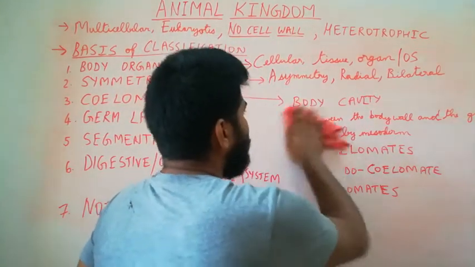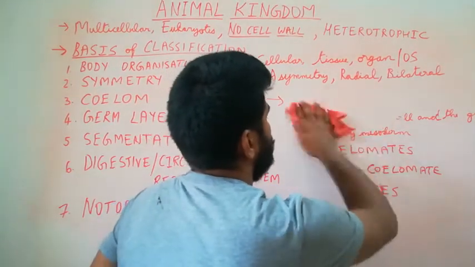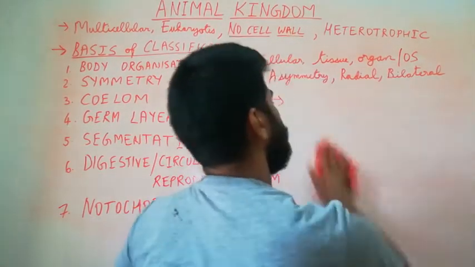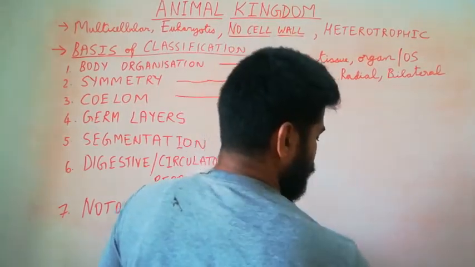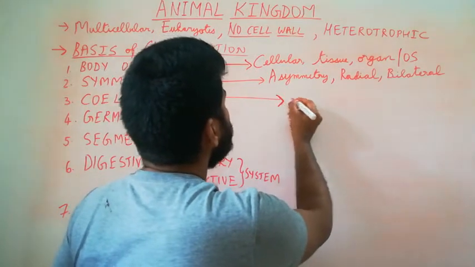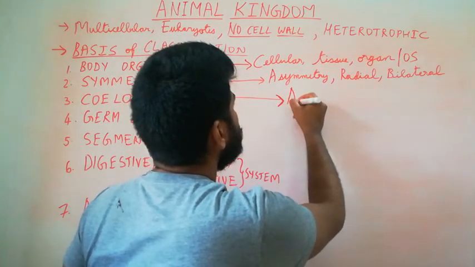The next criteria for classification of animals is the number of germ layers.